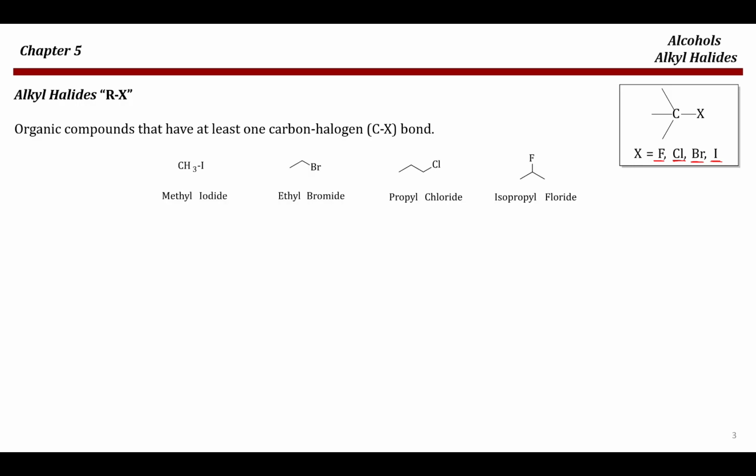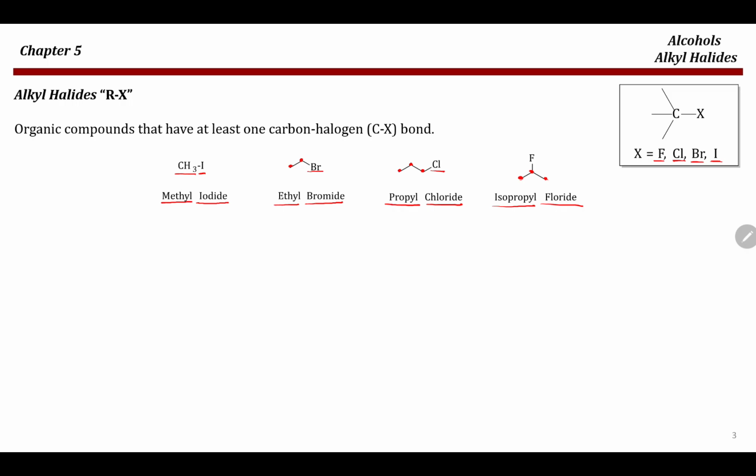We can either name them by starting with the name of the alkyl group followed by the halogen. In this case we have one carbon, so this is methyl, and we have iodine, so this is methyl iodide. Or in this case we have two carbons, so this is ethyl, and we have bromine, so this is ethyl bromide. Or here this is a propyl group, and then we have chlorine, propyl chloride. Or this is an isopropyl group, this is isopropyl fluoride.